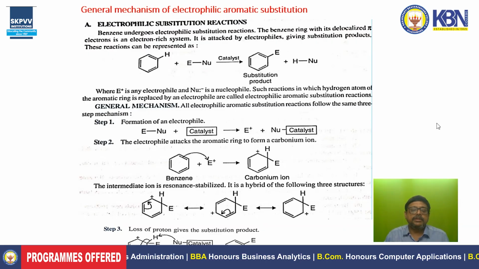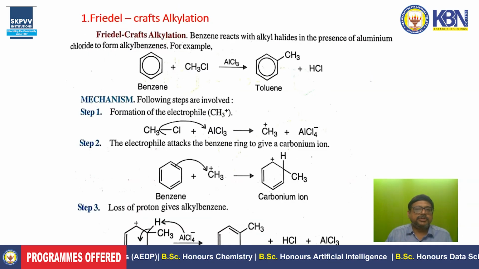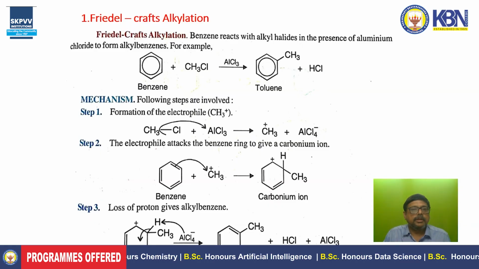Finally, in the third step, loss of proton by carbocation gives substituted product. So this is the general mechanism. It is common to all type of electrophilic substitution reactions. Let's start with our reactions with Friedel-Crafts alkylation. So Friedel-Crafts alkylation, benzene reacts with alkyl halides in the presence of aluminum chloride to form alkyl benzene.